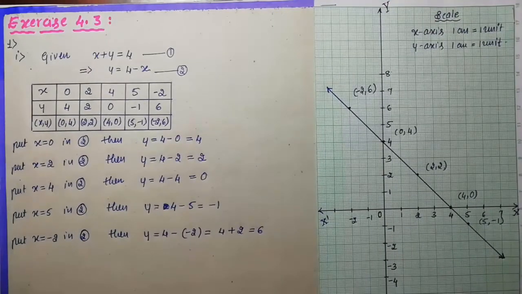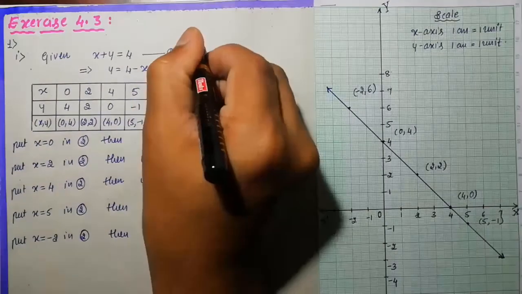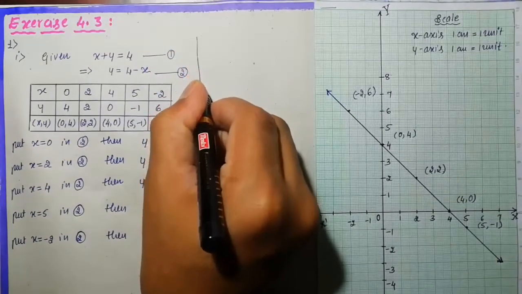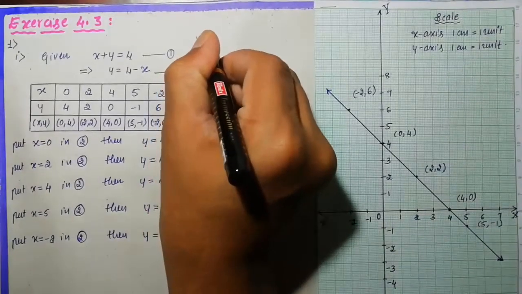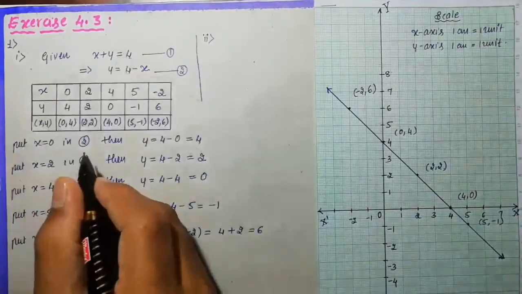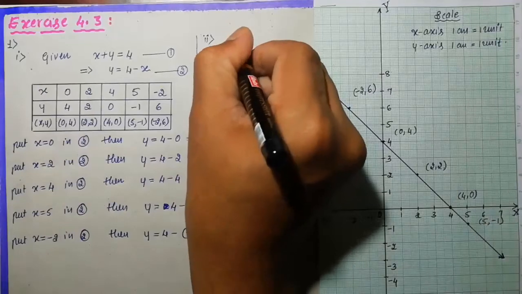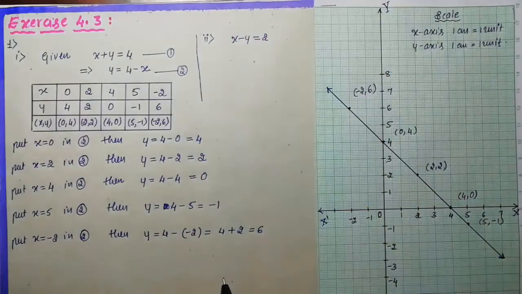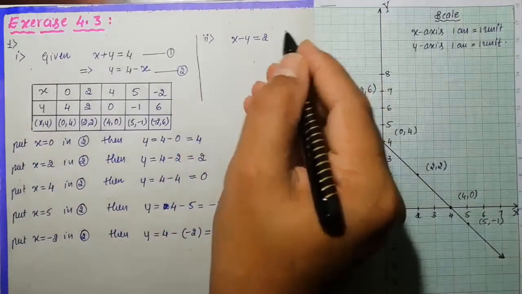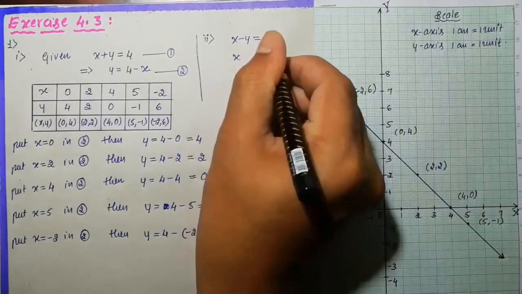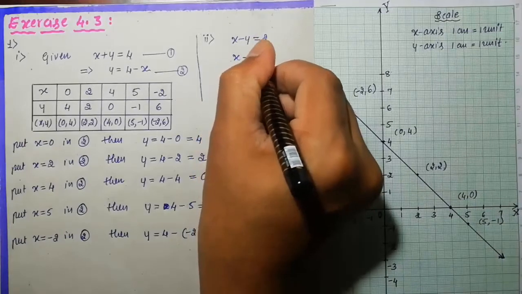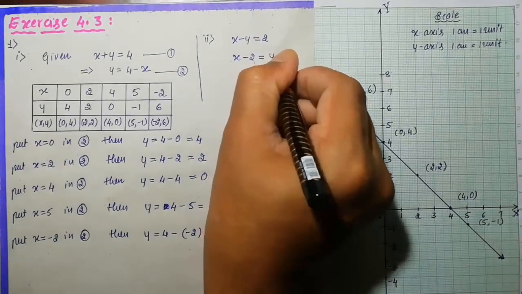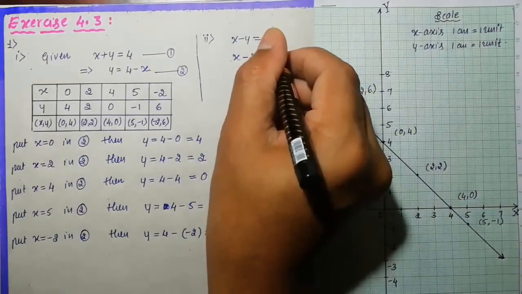Now here only I am going to give the hint for the second one. So look at the second one. Here I am going to give the hint for you. The second one is actually like this: x minus y is equal to 2. Now it is better to shift minus y towards the right side, and shift 2 towards the left side. It will become x minus 2 is equal to y. Minus y becomes plus y, plus 2 becomes minus 2.